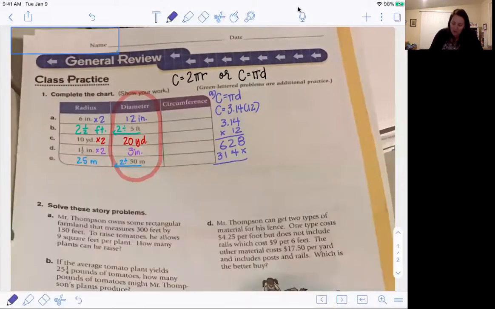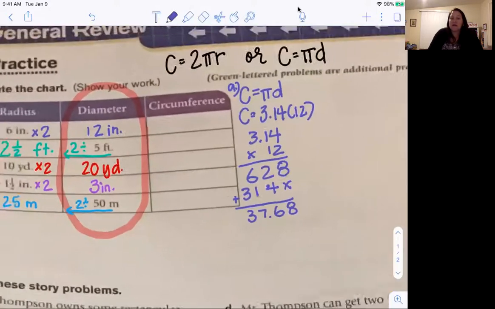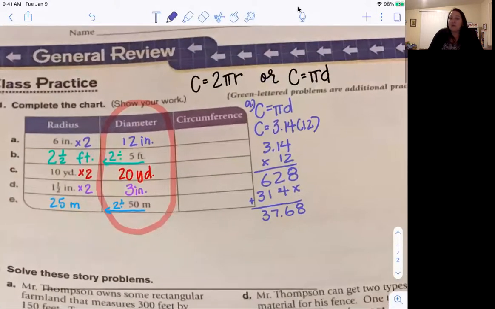Whoa, hello. My iPad's being very touchy today. And I get 37.68. Now remember, circumference is like perimeter. So it's just the distance around. So I don't need to have square measurements. I only need to have 37.68 what? Yes, inches. Good.